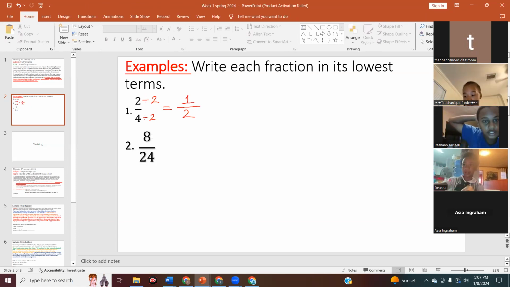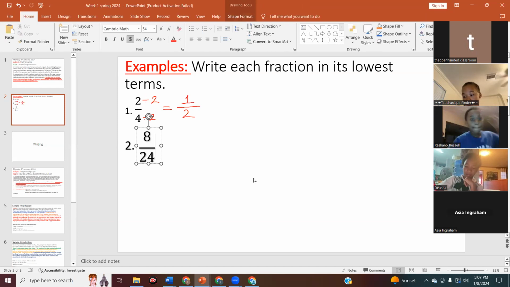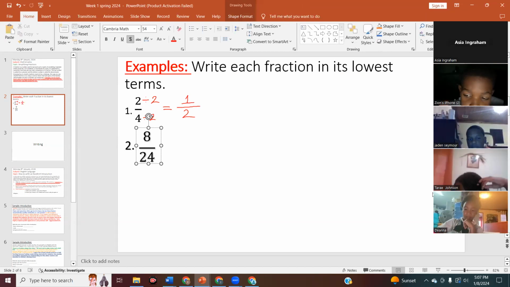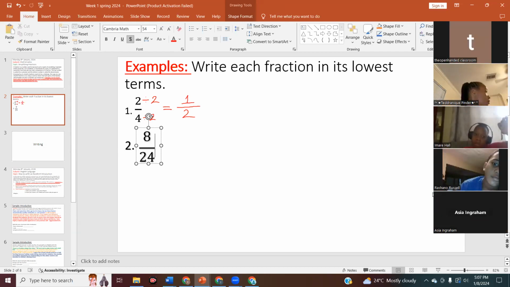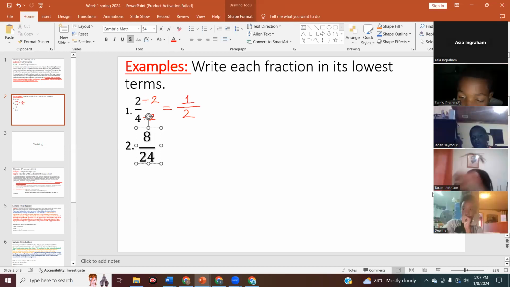8 and 4. Who said 8 and 4? It's Amari. Amari, very good. 8 and 4 could work, because if you use 8 divided by 4, it'll give you 2. And 24 divided by 4 is going to be 6.